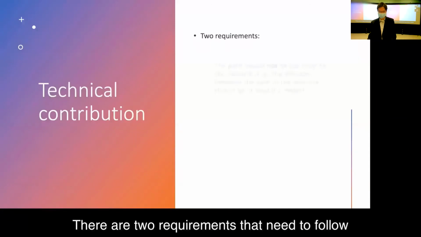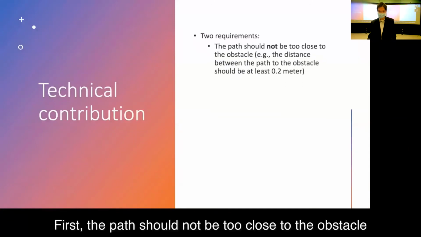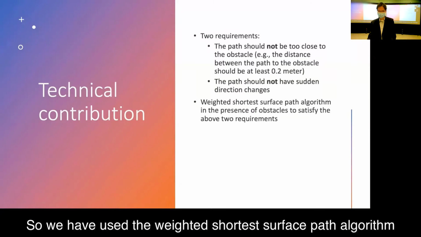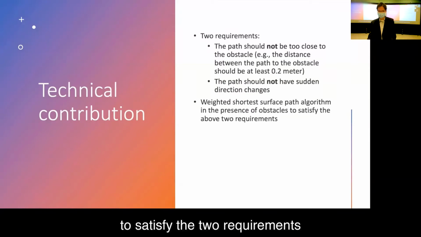There are two requirements that need to be followed. First, the path should not be too close to the obstacle. And second, the path should not have sudden direction changes. So we have used the weighted shortest surface path algorithm to satisfy the two requirements.